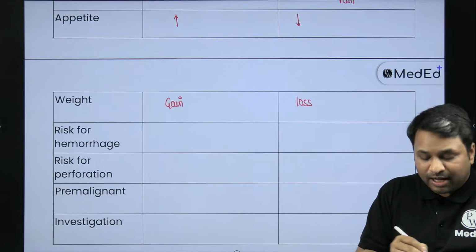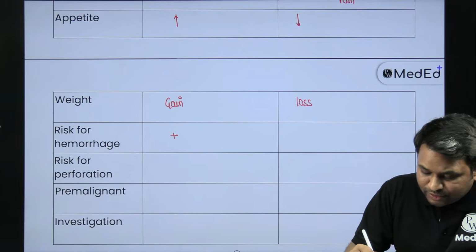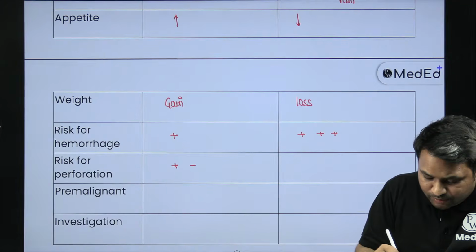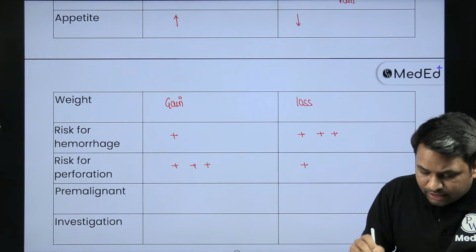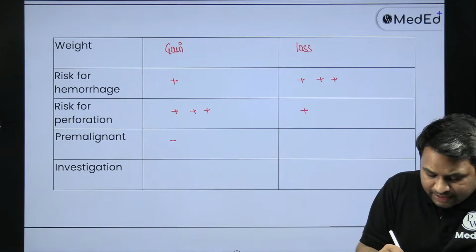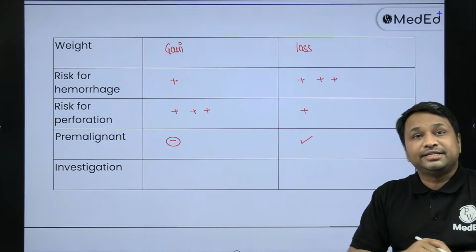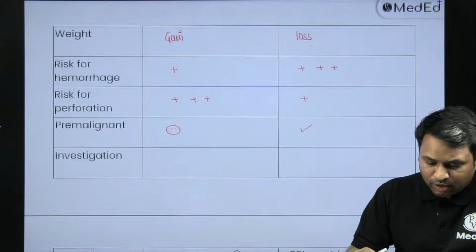The risk for hemorrhage is more with gastric ulcers. The risk for perforation is more with duodenal ulcers. Duodenal ulcers can never be pre-malignant. Gastric ulcers are usually pre-malignant. They increase the risk for adenocarcinoma of the stomach.